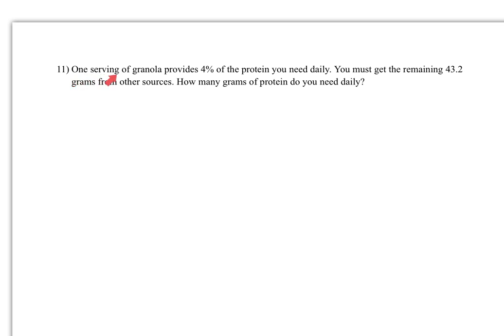It says 1 serving of granola provides 4% of protein you need daily, okay? We should box that or highlight if you have a highlighter. You must get the remaining 43.2 grams from other sources. Okay, we should probably highlight or box that. And then it says, how many grams of protein do you need daily? All right, so that's the final question.